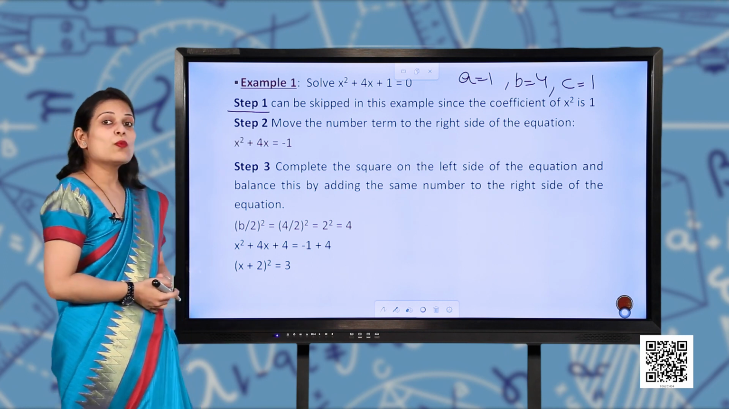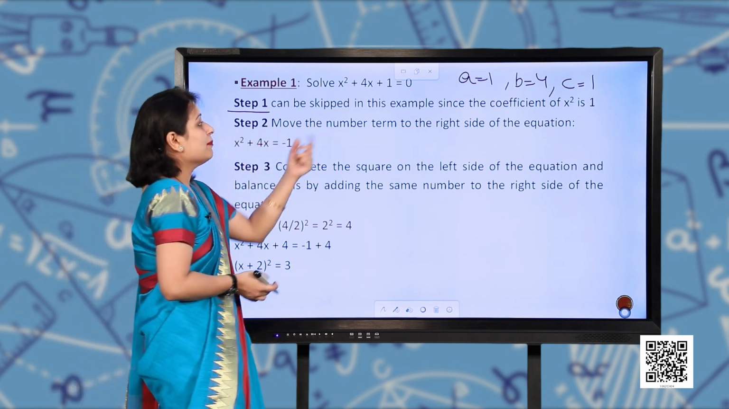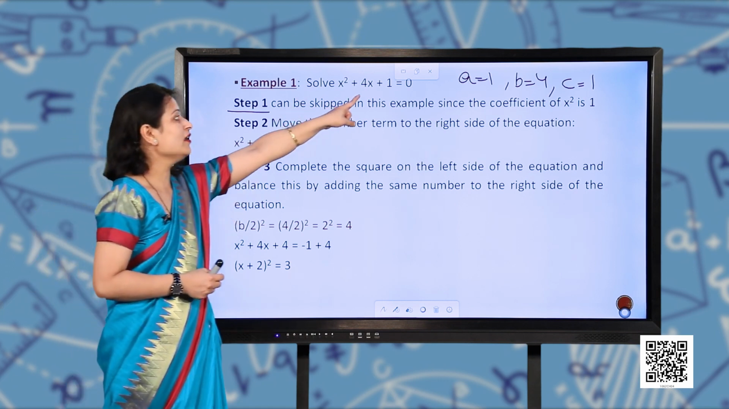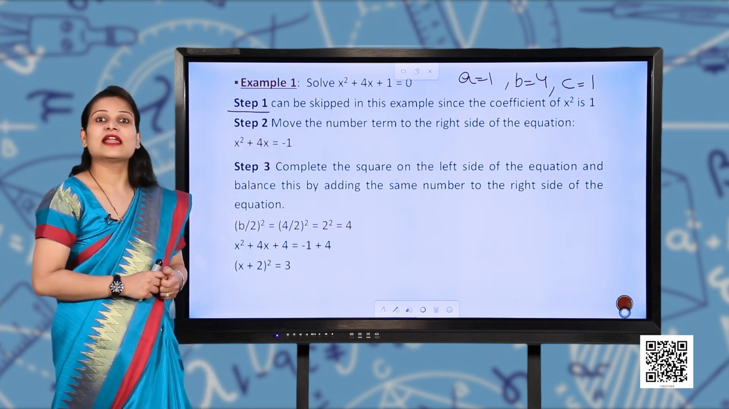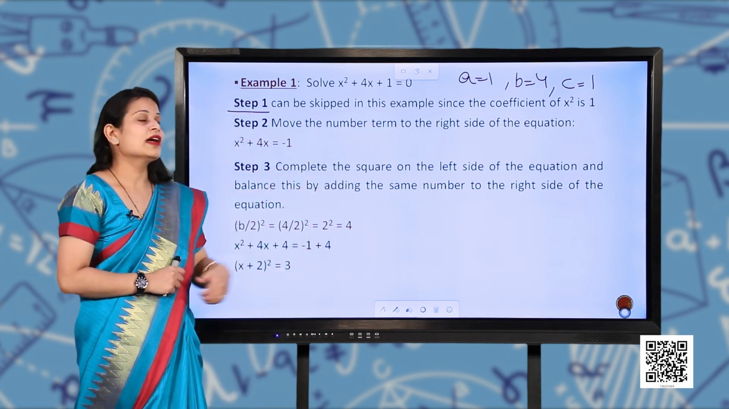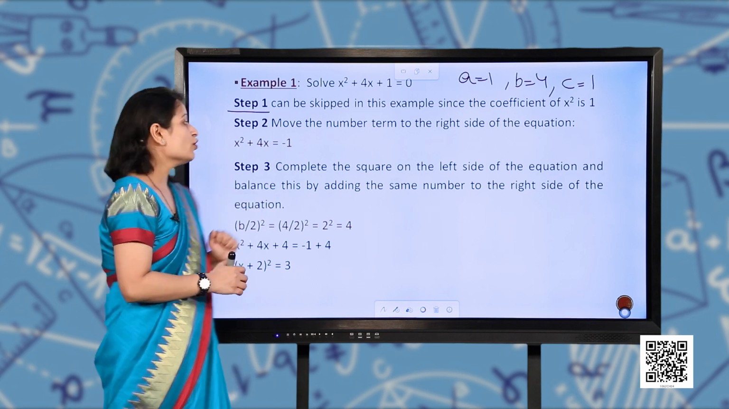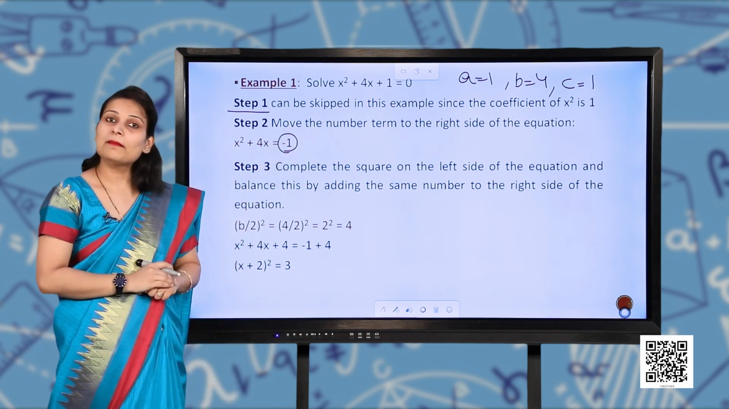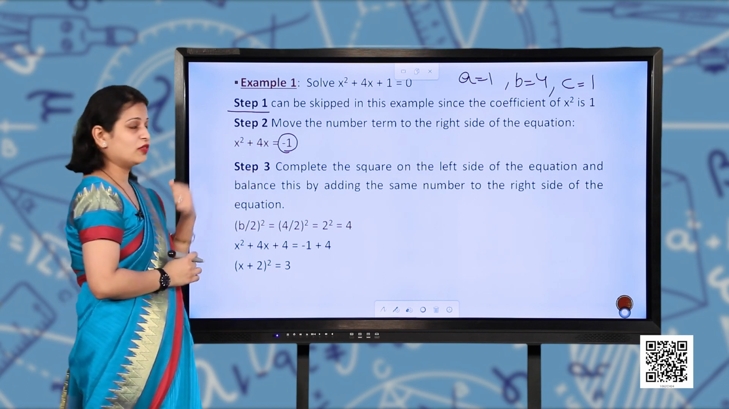In step 2, what will you do? Move the number term. What is the number term here? What is c? c is 1. So you have to move the number term to the right hand side of the equation. Since here 1 is positive, when you move 1 to the right hand side, what will you get? Minus 1.